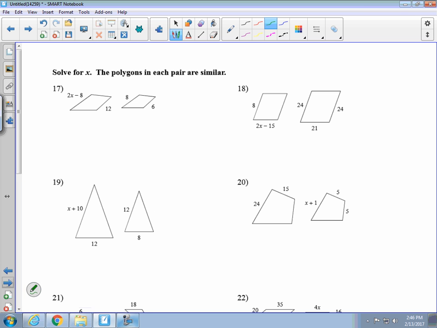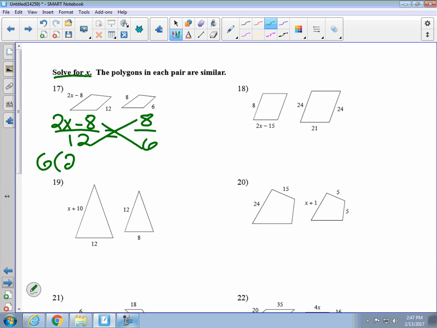And now it says here at the top of the page, solve for x. All of that means is that we're going to now have algebra involved, more involvement in our proportions, but we are still going to write proportions, such as 2x minus 8 over 12 is equal to 8 over 6. We still cross multiply, but what happens is we're going to have an expression get multiplied by a number, and we now have to use the distributive property.